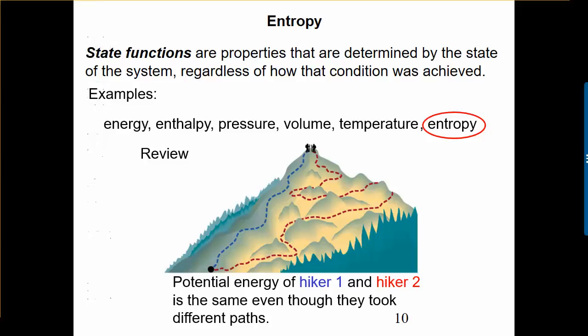Okay. So, state functions describing changes are energy, enthalpy, pressure, volume, temperature, and entropy. These are all state functions. Final minus initial, final minus initial, final minus initial, right? That's how we always describe all of these. Enthalpy, delta H. Temperature, delta T. Entropy, delta S. So final minus initial. That's how we describe these state functions.